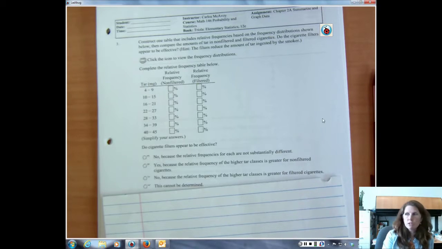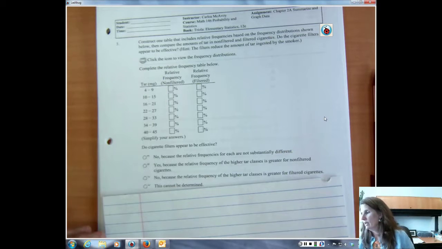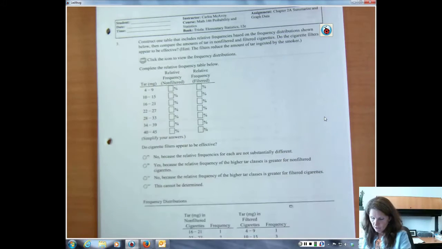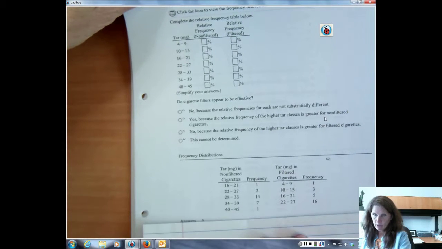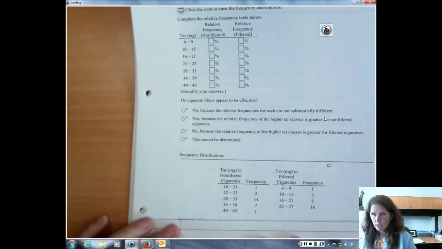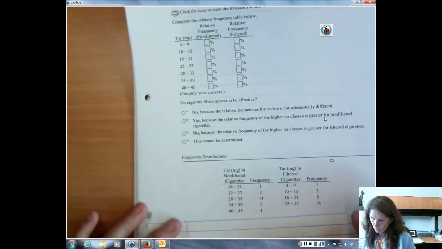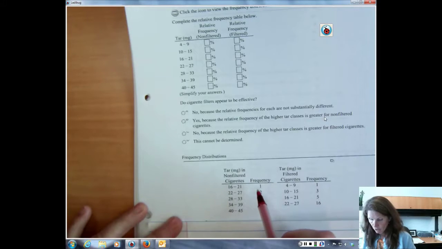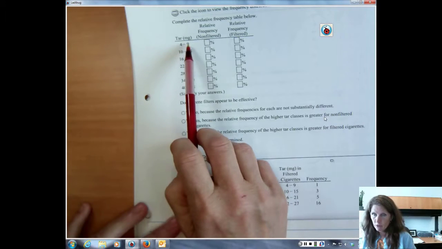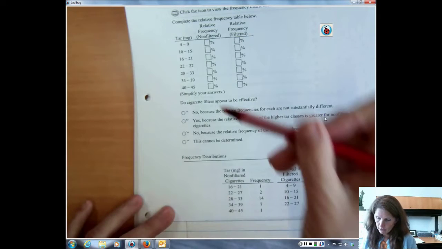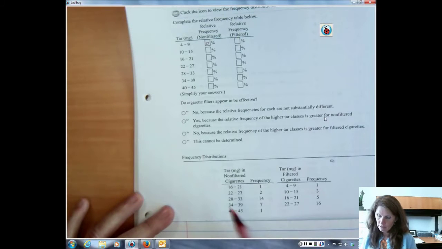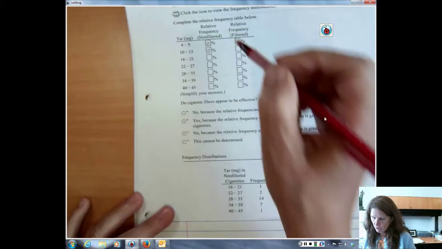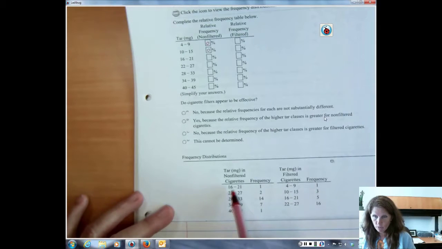A relative frequency is just a way of, it's like a frequency, but you divide by the total number possible. So that's all there is to it. So we have to see, here's my relative frequency down there at the bottom. So for non-filtered, do you see that the amount of tar that's between 4 and 9 is 0? There's no tar in that, so it's just 0%. Also, between 10 and 15, there's nothing, so that's also 0. So the first one we can actually get an answer for is the 16 to 21 category.